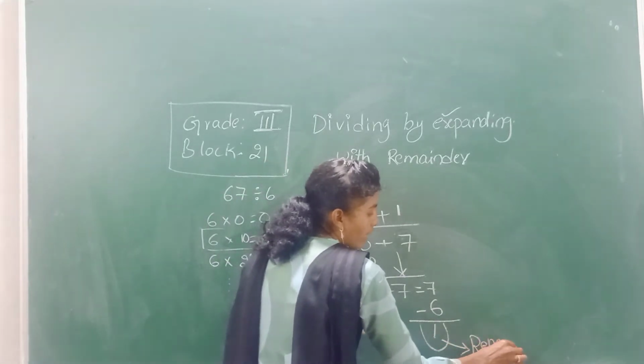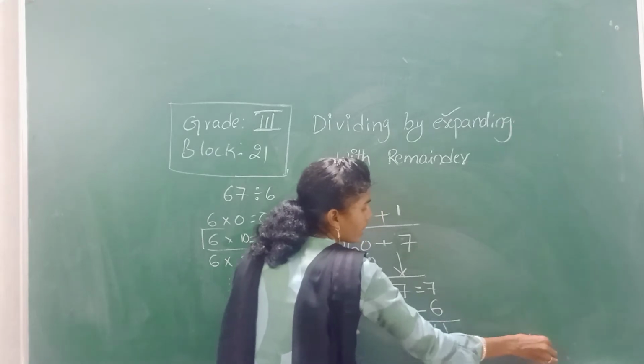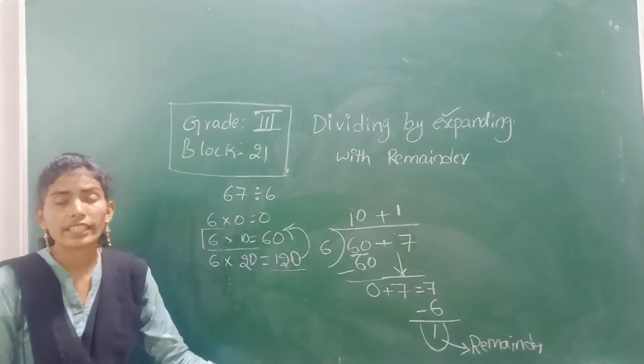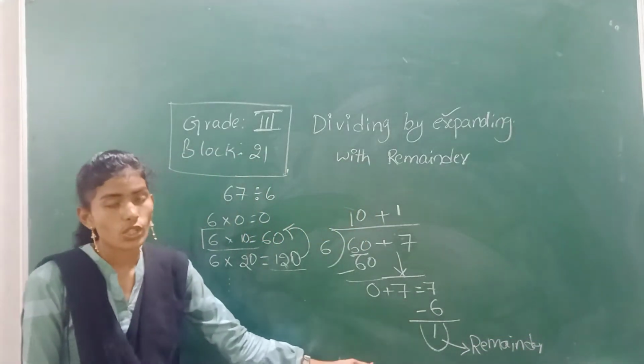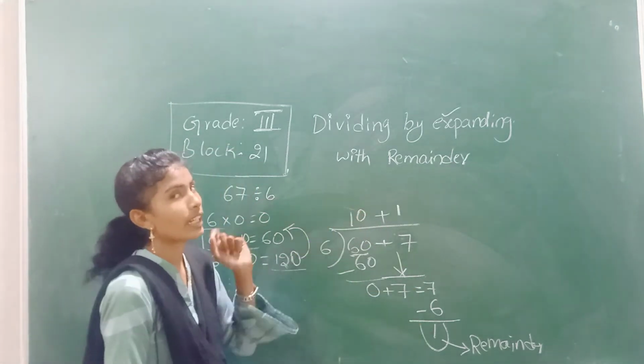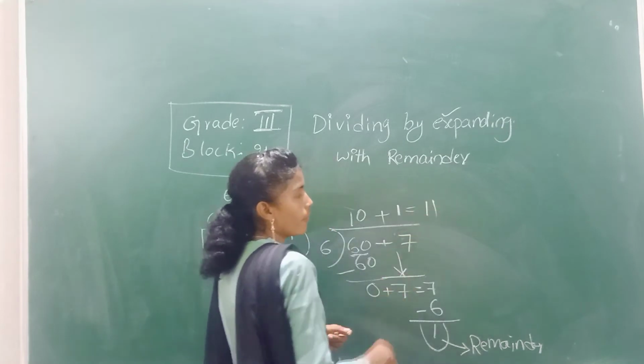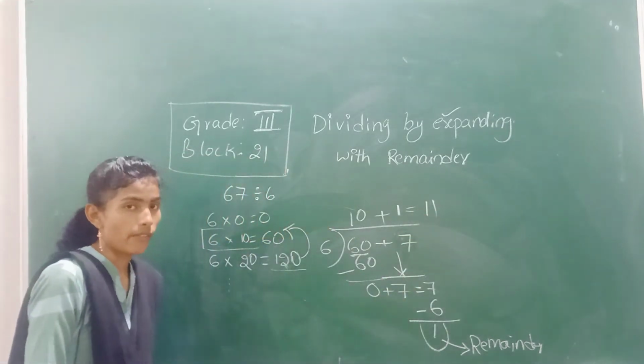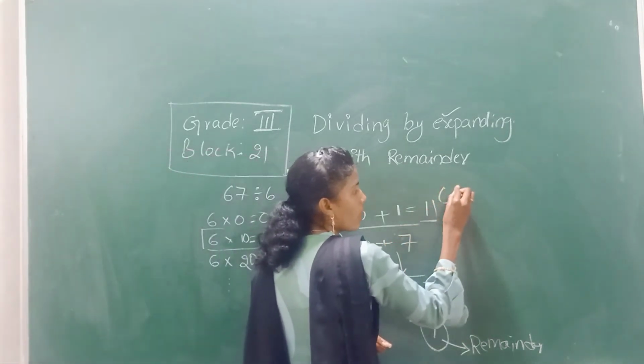What do you call this 1, children? Remainder. The number which is left after dividing is called the remainder. So what is the remainder here? 1. And what is the answer here? 10 plus 1 equals 11. What do you call this answer? Quotient.